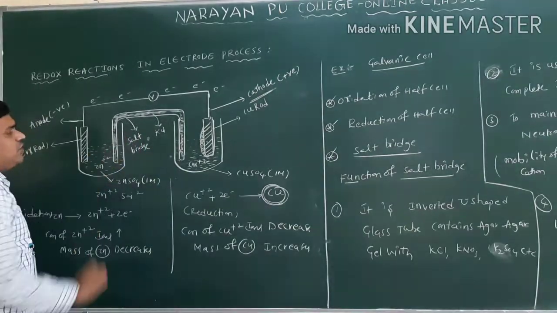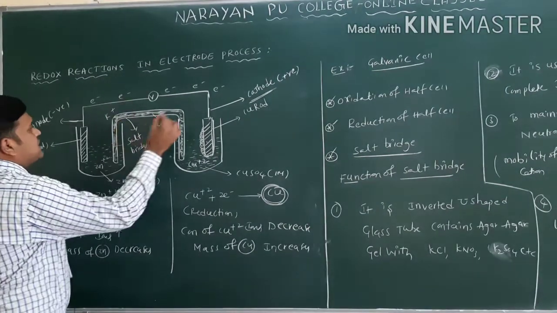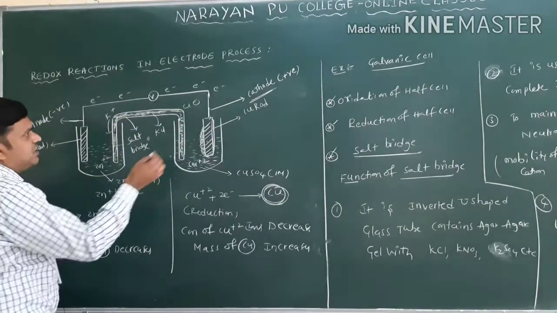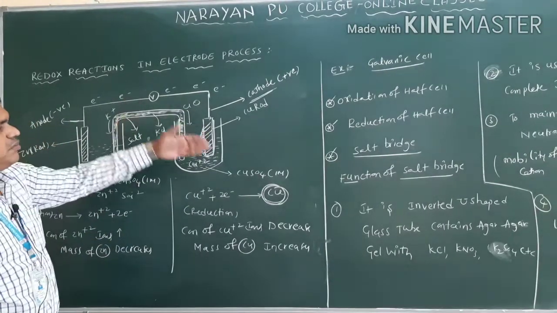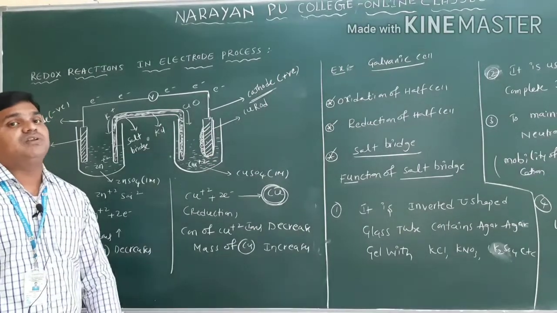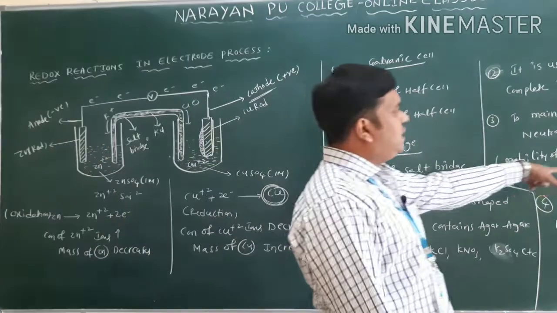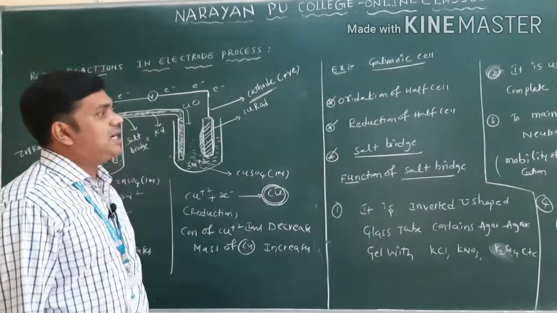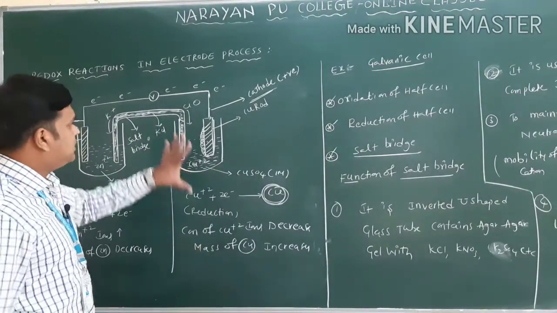Now suppose you are taking potassium chloride in this container. Potassium chloride gives K+ ions and Cl- ions. The potassium ions move into the Zn+2 solution, the oxidation half cell here. The Cl- ions move to this compartment. Then neutralization of ions takes place. We write one point here: mobility of cation is equal to mobility of anion. They neutralize the charges, or they neutralize the velocity of both cation and anion.